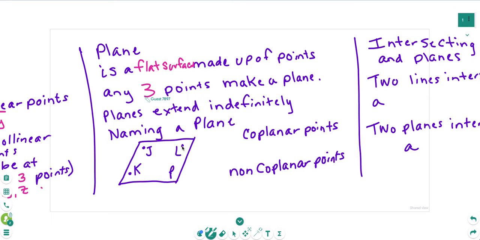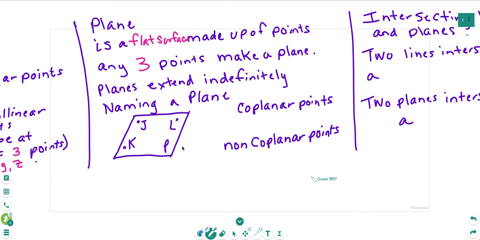Now, we're going to go ahead and look at this plane and we're going to name it. So in order to name a plane, we can use just the letter that is in the plane that does not have a point attached to it. So we could call this plane P. And we can also call it plane KJL, using 3 points, and you must use 3 points in order to name a plane.